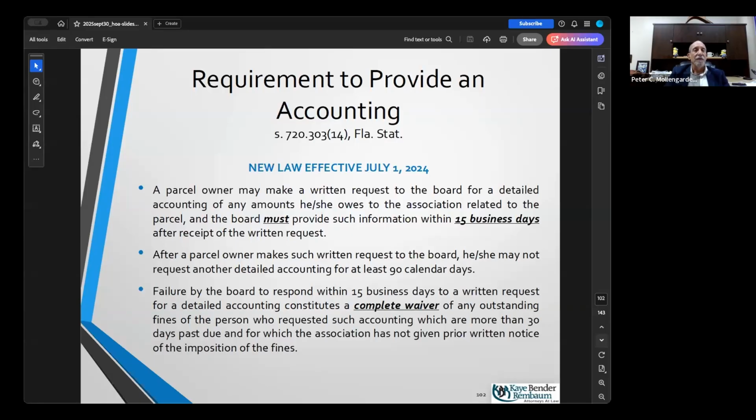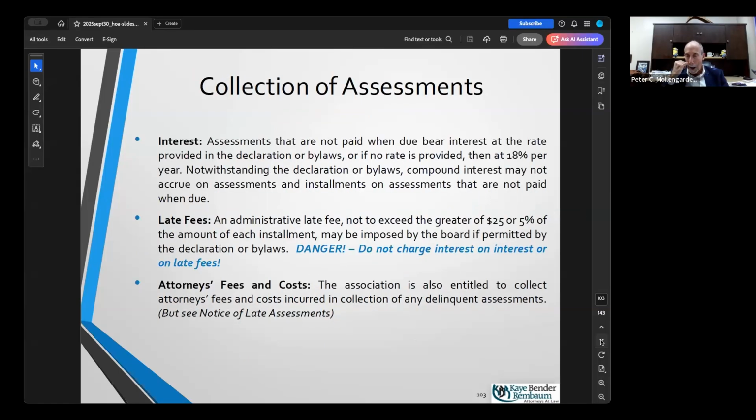Okay. Failure by the board to respond within 15 business days to a written request for a detailed accounting constitutes a complete waiver of any outstanding fines of the person who requested such accounting, which are more than 30 days past due, and for which the association has not given prior written notice of the imposition of the fine. So it is important that you timely and properly respond to a request from an owner for an accounting.